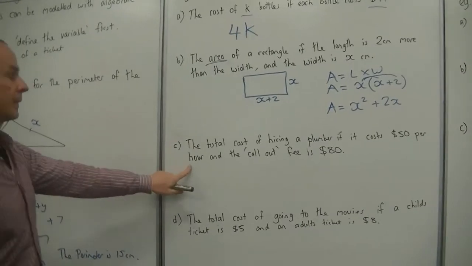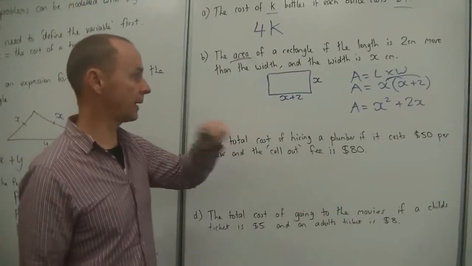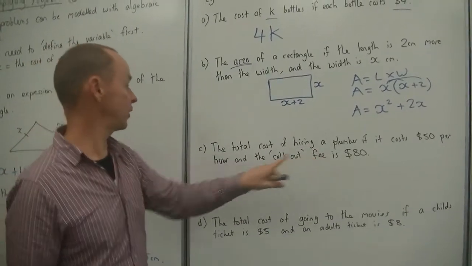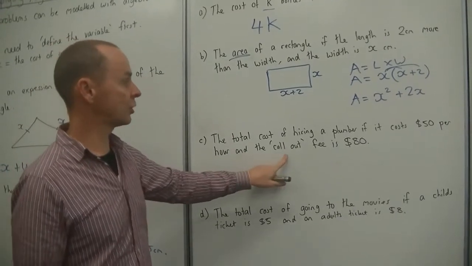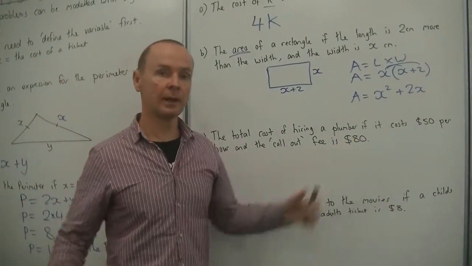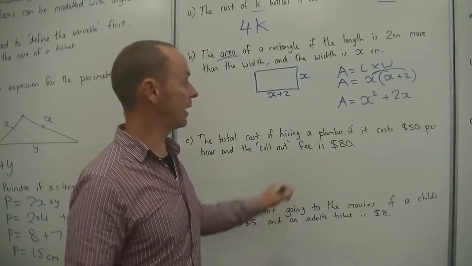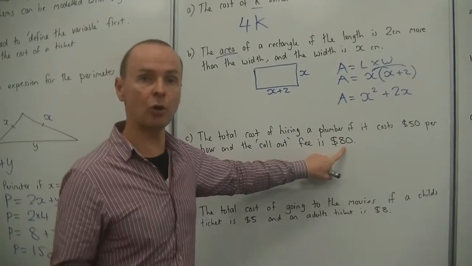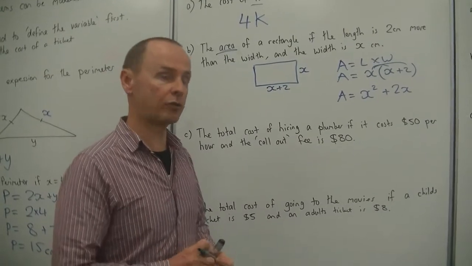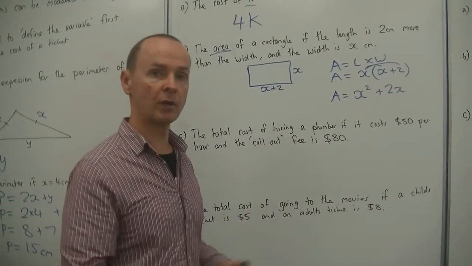And the last one, find the total cost of hiring a plumber if it costs $50 per hour and there's a call-out fee of $80. Now, if you don't know what a call-out fee is, when you hire a tradie to come over, they often charge $80 or whatever it is. That's a call-out fee. That's a cost just for the guy turning up to your house, or girl.